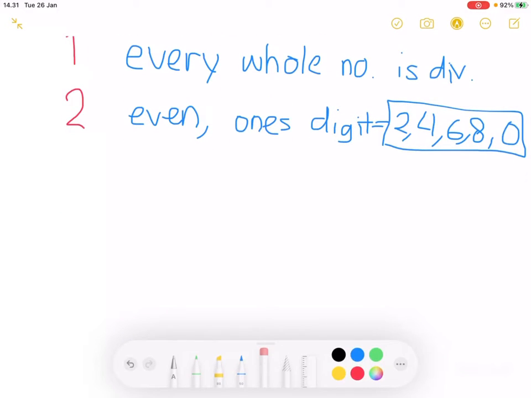Let's say we're given a very big number, 9999994. It is obviously divisible by 2 because if you look at the ones digit, this is 4, and it's even because it satisfies this criteria right here. So therefore this number is divisible by 2. Okay, next we're going to look at 3.